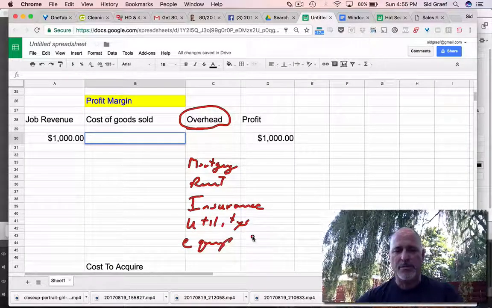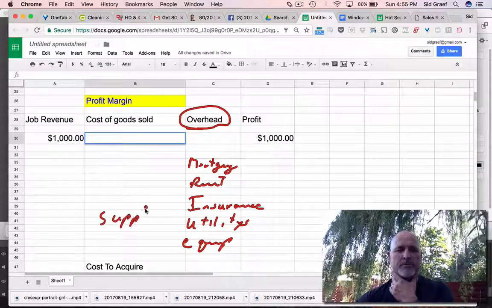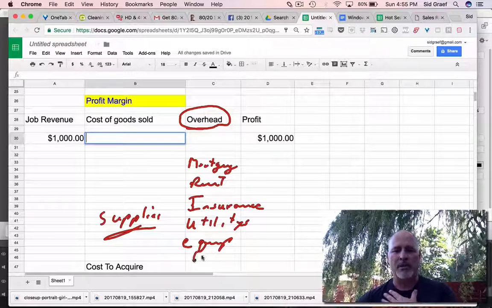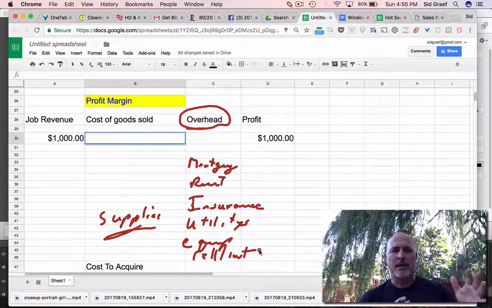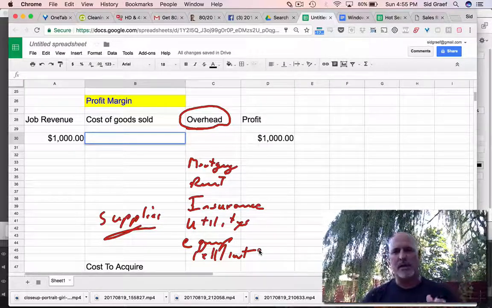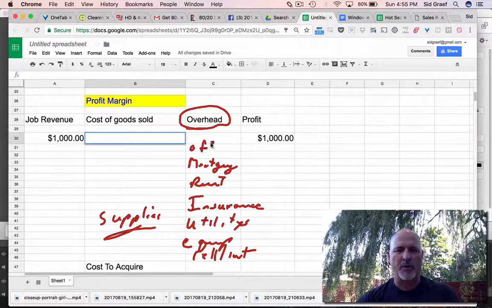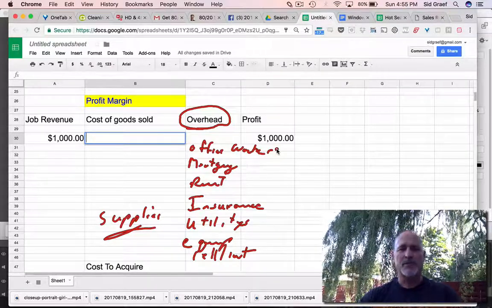Equipment and some supplies, not really. Most supplies, I'm sorry, go over here. Anyway, what else do you have? You've got a cell phone, you've got internet, things like that. Things that you have to pay as a cost of doing business. So your insurance, and if you've got an office manager or office worker, that's all part of your overhead. It's not part of your cost of goods.